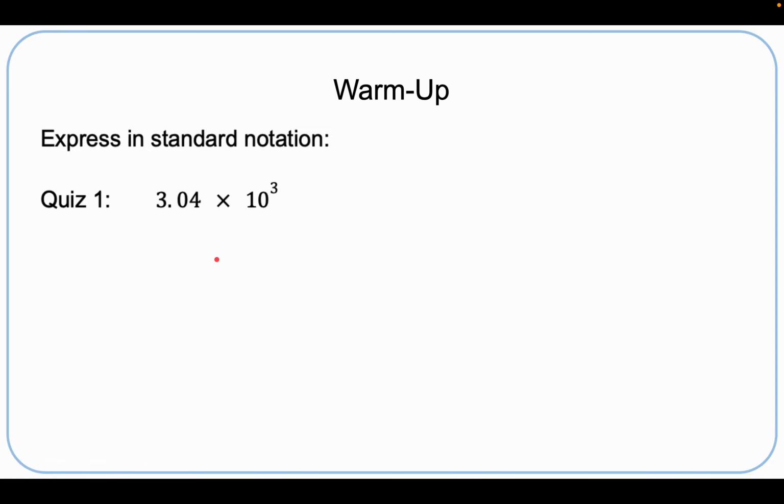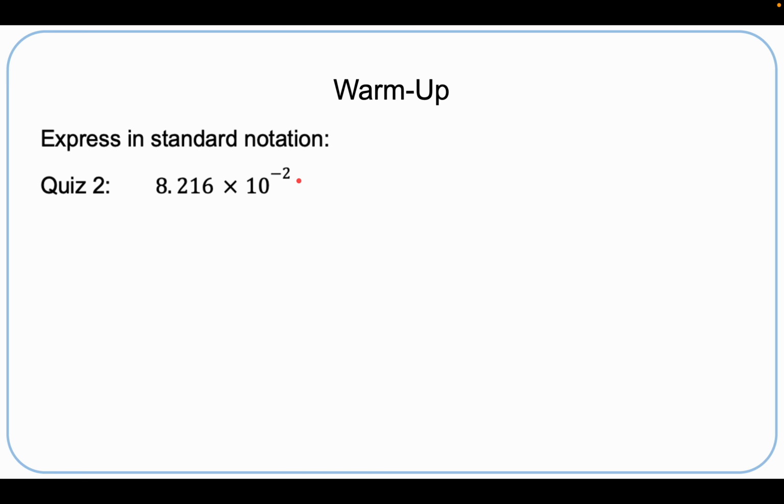All right, so first question, where we have 3.04 times 10 to the third. Our exponent here tells us how many spaces to move our decimal point to the right. So this first one is going to be 3,040. So we're moving that decimal point 3 spots over.